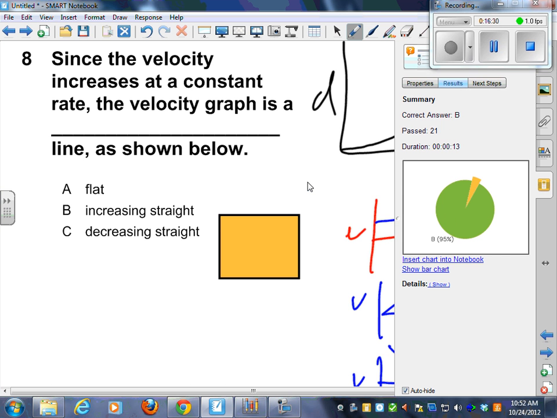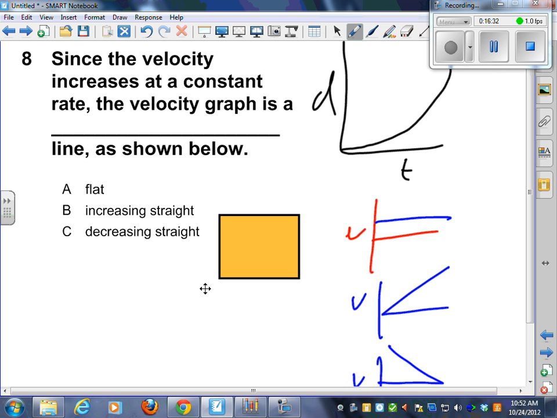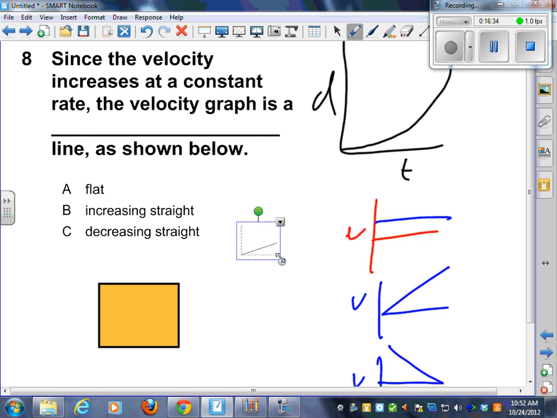Ooh, correct answer is B. Very good. Correct answer is B. Because the velocity is doing what? Increasing. This is the value of the velocity. The velocity is going up. Now, because it's at a constant rate, it means it's a straight line. Please note the difference between a straight line and a flat line. I get kids all the time talking about lines like this, and they say it's straight. Yeah, it's straight, but it's also flat. This is also straight, but it's not flat. Okay? There's a difference.